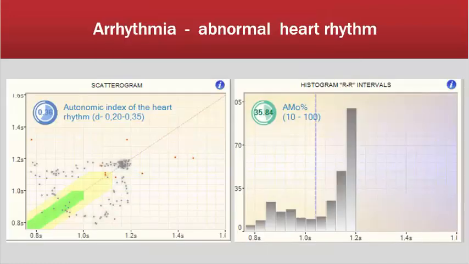Let's see a different kind of arrhythmia. The histogram is again a little bit wider, and the scatterogram is wider, and the histogram is not a normal shape, like a triangle, like a little pyramid. So it's a different shape.